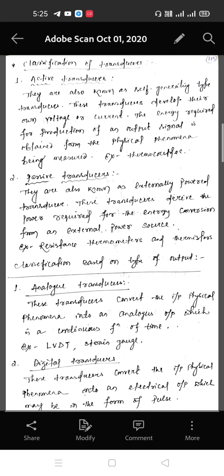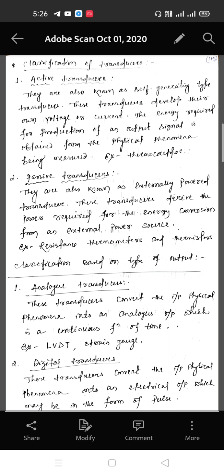The second one is the passive transducer. Passive transducers are known as externally powered transducers. They are not self generating, they are externally powered. These transducers derive the power required for the energy conversion from an external power source. That's why these are called externally powered transducers. Examples are resistance thermometers and thermistors. You have already studied this type of transducers in the previous videos.